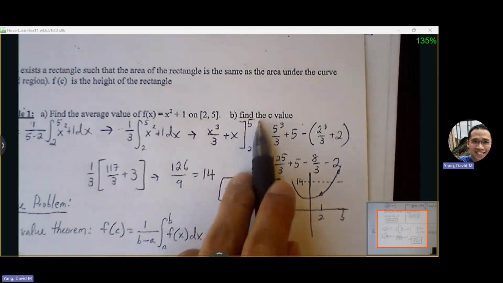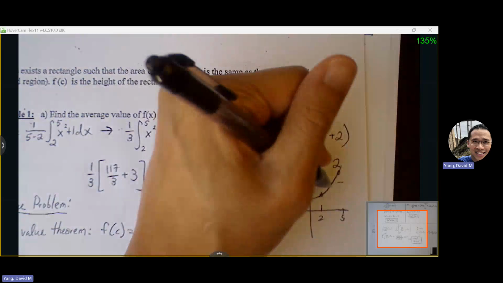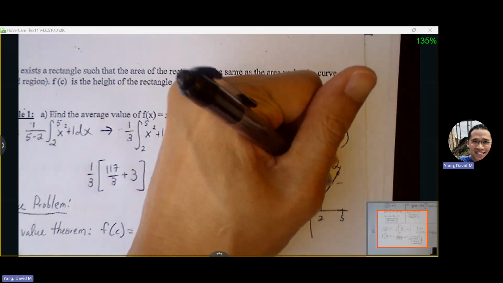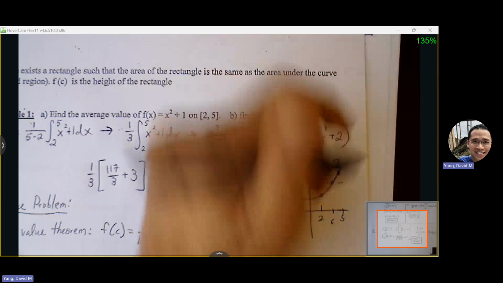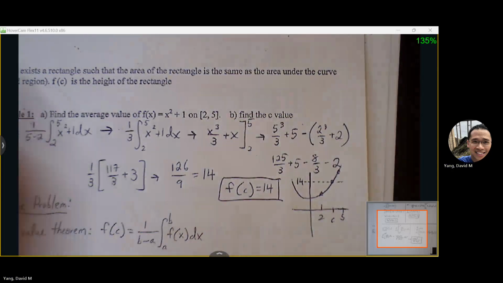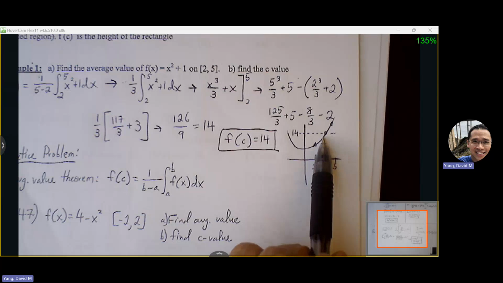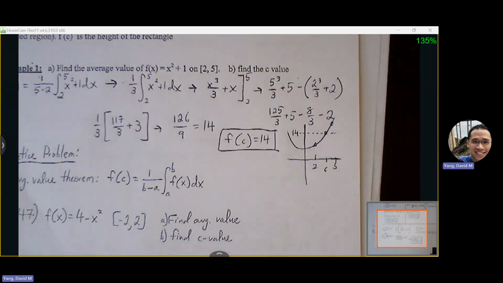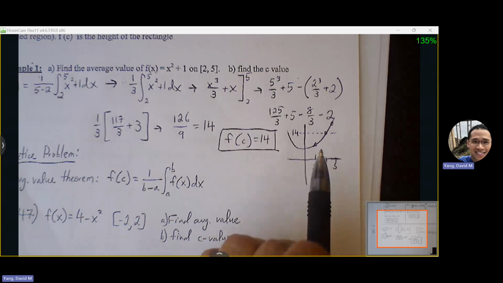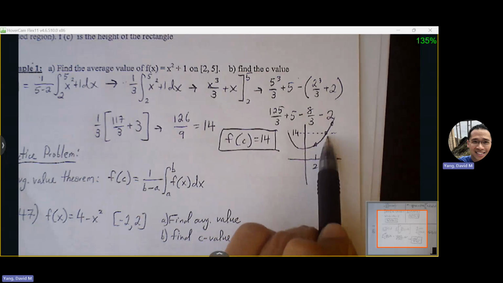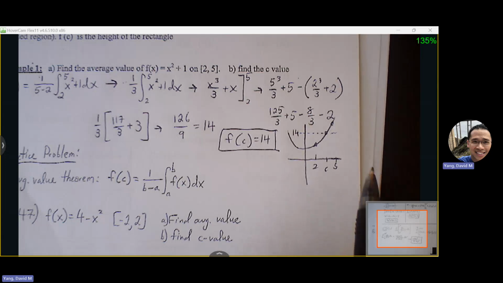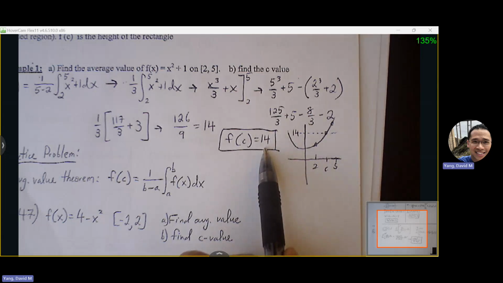And now part B, it says find the c value. So basically saying, okay, we know the average height is 14, but where does the graph actually hit that average height? There's no way that this can be the average height without the graph actually reaching that average height somewhere in between. So it's a little bit like mean value theorem, kind of undoing that process. So how can I find the location of that height? So 14 will go in for what?